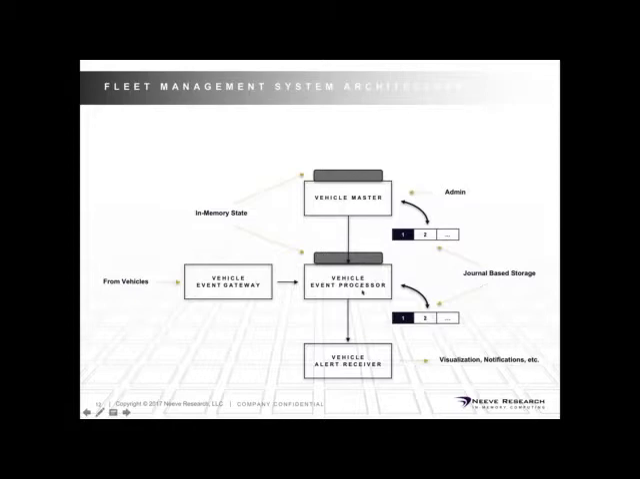When something does go wrong, like a vehicle going outside of its route, it'll send an alert to the vehicle alert receiver, and the receiver's job is basically just to raise the alarm, to page somebody or send a text message or something like that.